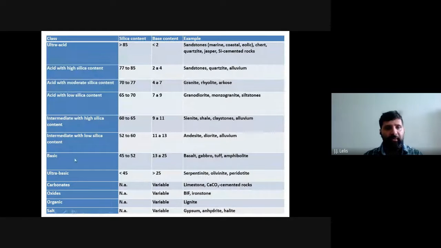And here we can find a table that presents some of the classes of the parent materials. We can find ultra acid rocks, acid rocks with high silica content, some basic materials, oxides, organic materials, salt-rich materials, and some examples of these rocks, of these parent materials, okay? And the silica content, the content of silicon, the content of bases.